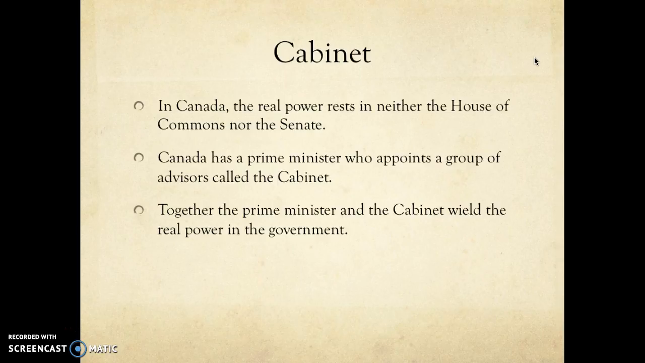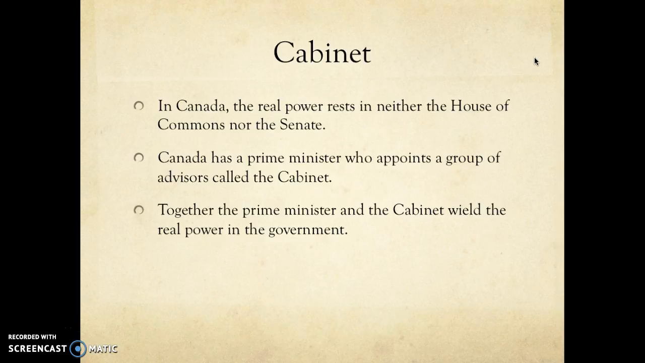Cabinet. In Canada, the real power rests in neither the House of Commons nor the Senate. Canada has a Prime Minister who appoints a group of advisors called the Cabinet. Together, the Prime Minister and the Cabinet wield the real power in the government. The Prime Minister is the leader of the political party who gains the most seats in the House of Commons. The leader of a political party is chosen through a vote within the party prior to election.